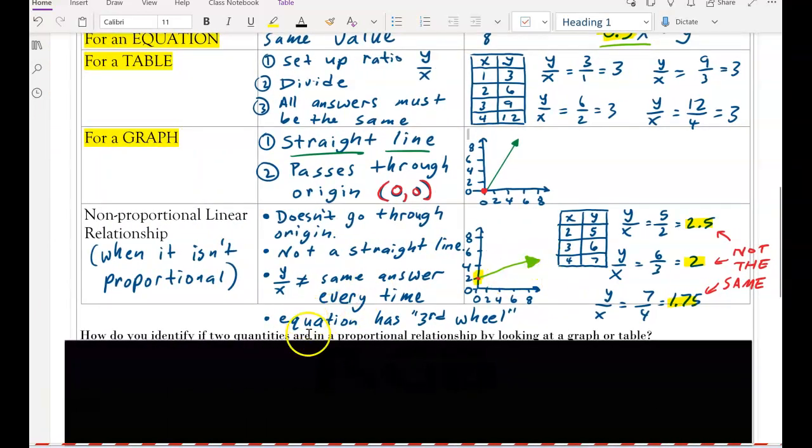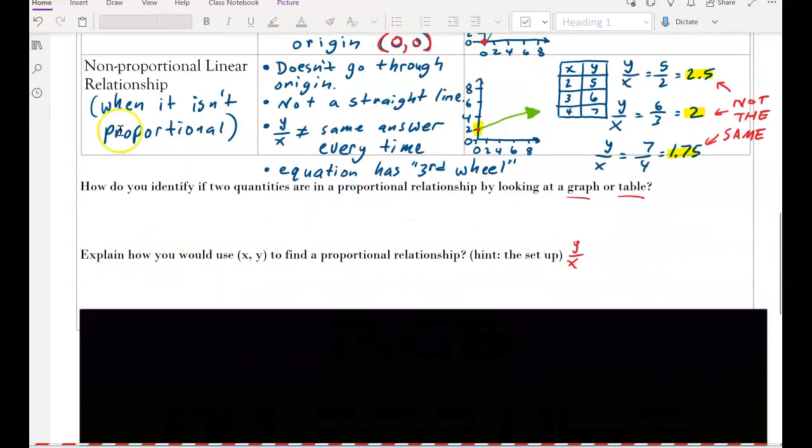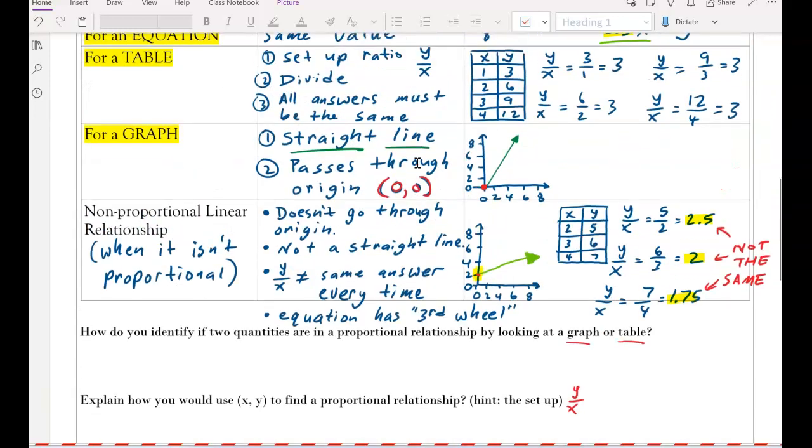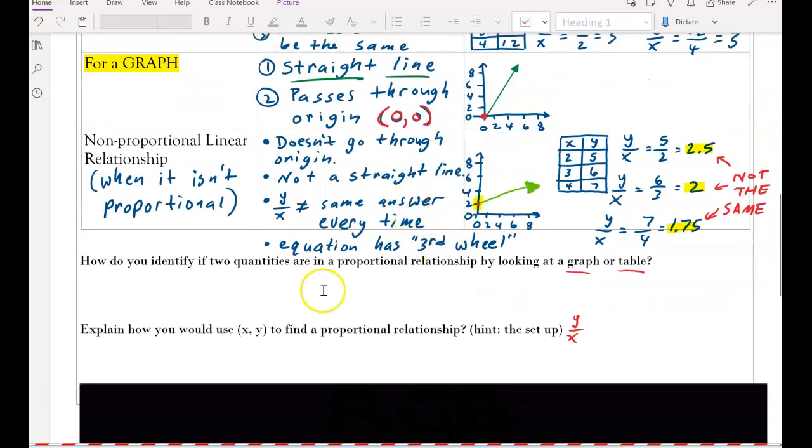So now, you've got some questions you're going to need to answer at the end of this. Let me see if I can drag this down for you. How do you identify if two quantities are in a proportional relationship by looking at a graph or a table? You need to answer that question. We just went over it up here. From a graph or a table, how do you know if you are looking at a proportional relationship? You need to write that down in a sentence. And then the second question is, you need to explain how you would use the values of x and y to find a proportional relationship. Here's your hint: you have to use the setup, the ratio of y over x. How would you use x and y to find a proportional relationship?